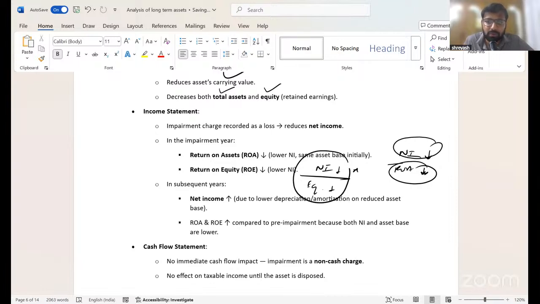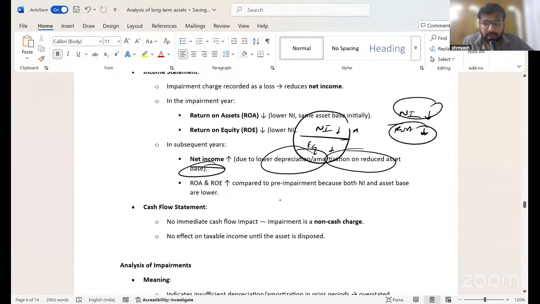Right. But what will happen in subsequent years? Sir, in subsequent years net income will go up. Why? Because now the asset's carrying value has declined. Now, if the value has declined, what happens, sir? If it goes to 90, earlier it was at 100. If it goes to 90 because of impairment, depreciation expense will reduce, because now you will depreciate the lower value. Now, because depreciation expense reduces, net income will increase. So net income will go up due to lower depreciation and amortization on the reduced asset base. And ultimately, if net income goes up, my overall ROE and ROA will go up. Why? Because net income goes up.